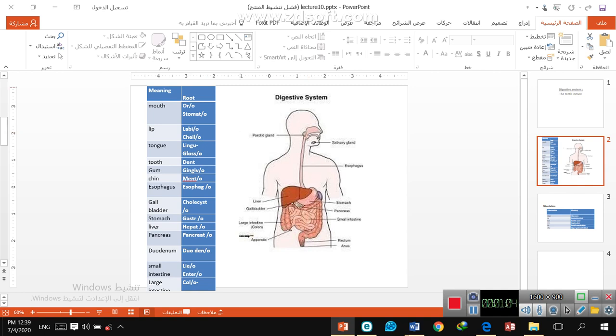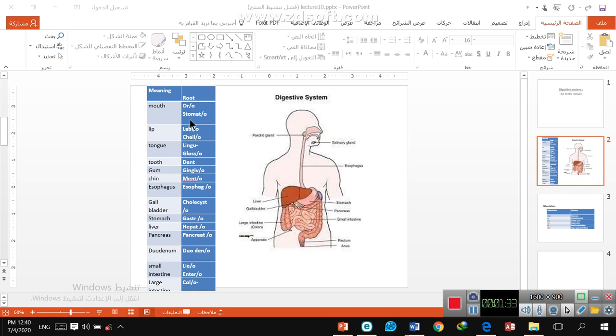Number 1, we'll talk about the digestive system. Here we're talking about the meaning and the roots of the system. Yes, we'll explain it, and then let us start to discuss the meaning. Then the root here. The meaning number 1, mouth. Mouth has 2 medical words. Number 1, or. Number 2, stomat. These are the medical terms, or and stomat.